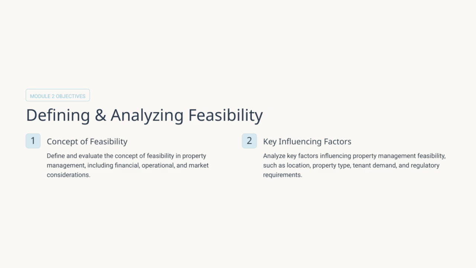Property type also matters, whether it's residential, commercial, or industrial, since each has its unique management challenges and income potential. Tenant demand is another crucial aspect. Understanding the local rental market helps us gauge potential occupancy rates and rental income. And finally, regulatory requirements. Local laws, zoning regulations, and compliance standards can significantly affect how we operate and plan our management strategies. So, by analyzing these factors carefully, we can better assess the feasibility of a property management project and make informed decisions that align with our goals and resources.